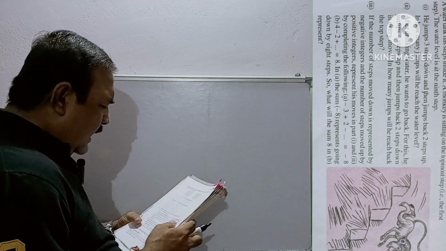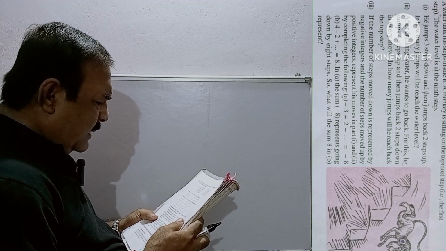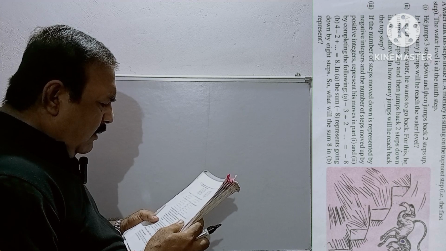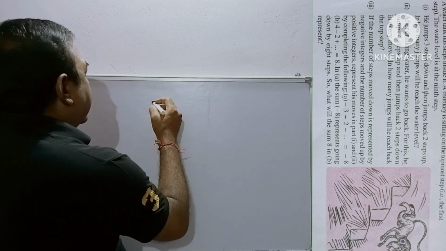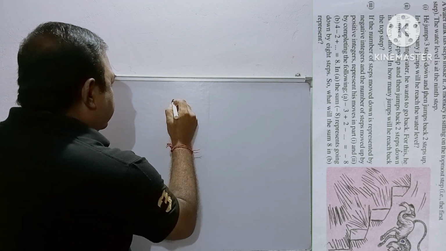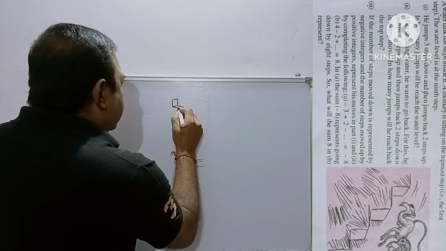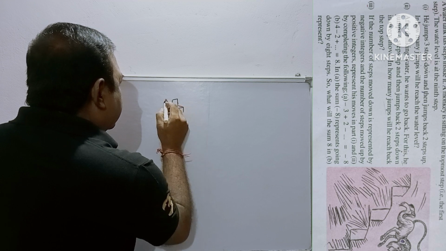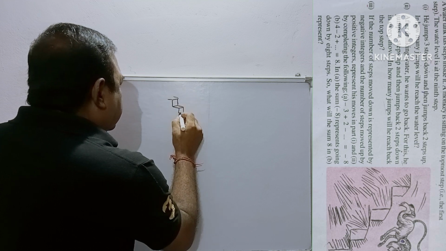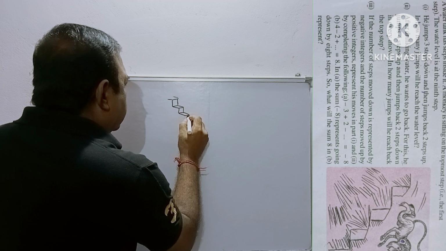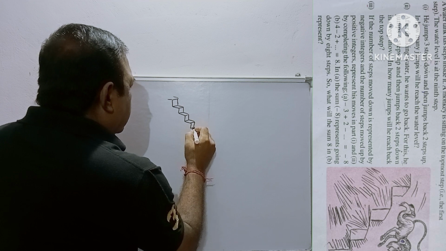A water tank has steps inside it. A monkey is sitting on the topmost step, that is the first step. And the water level is at the ninth step. So, let us draw the water tank. What has happened, you will see. Suppose, let me draw first. Like this.